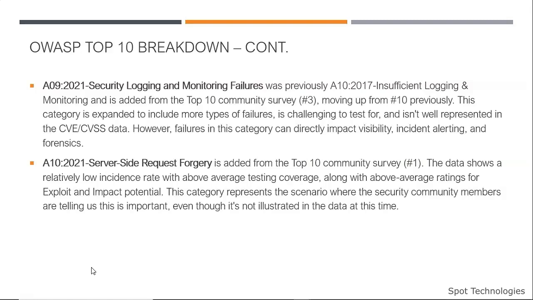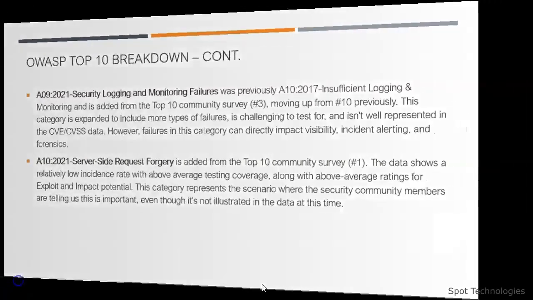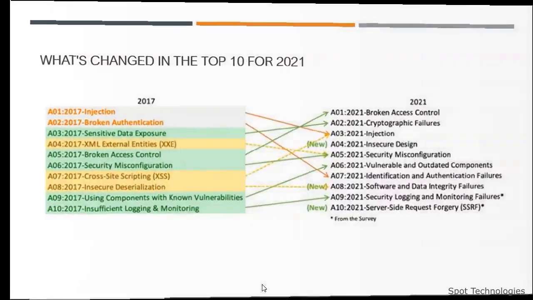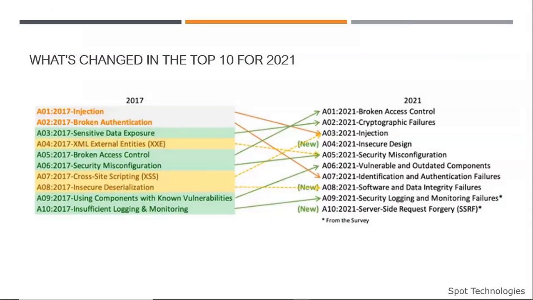A10:2021 Server-Side Request Forgery is added from the top 10 community survey. The data shows a relatively low incidence rate with above average testing coverage, along with above average ratings for exploit and impact potential. And so here you see what's changed from 2017 to 2021, and you see how 2017 has moved around into the top 10 category for 2021.